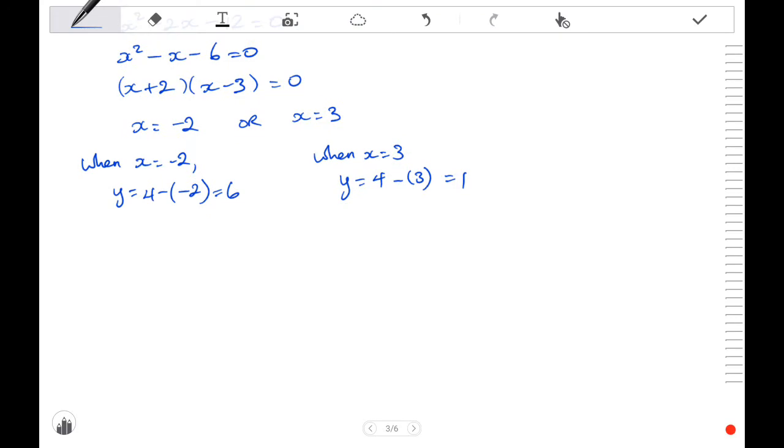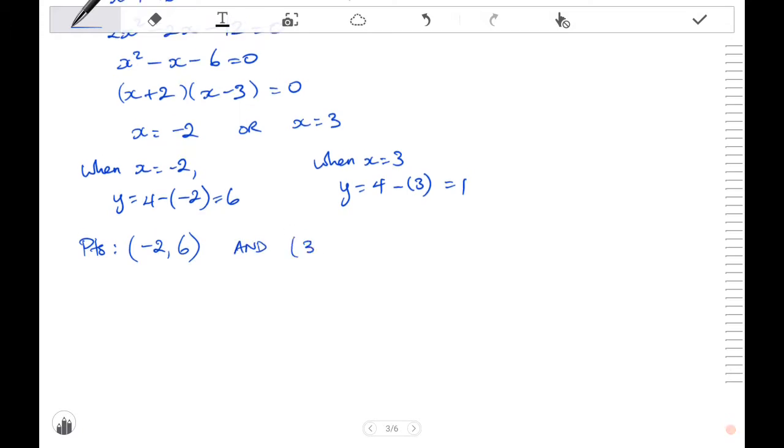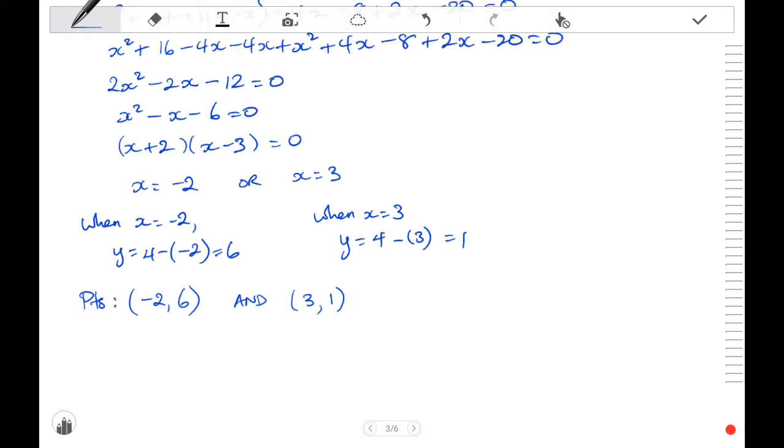So the points of intersection are: look at the x value, minus 2, comma, the corresponding y value, which when you use minus 2 you get 6. And the next point would be 3, 1. Alright, so those are the points of intersection.